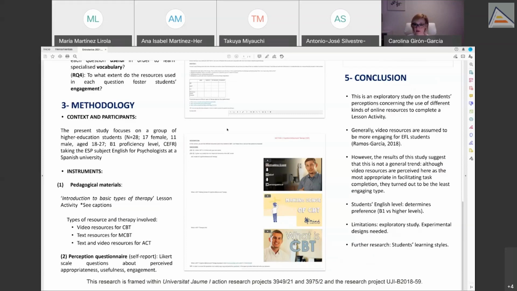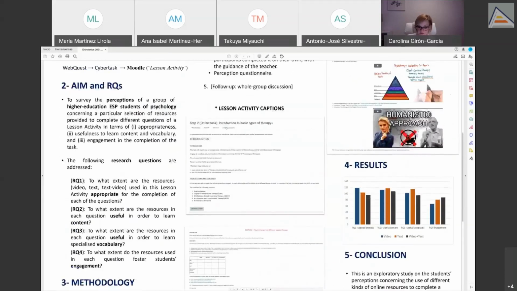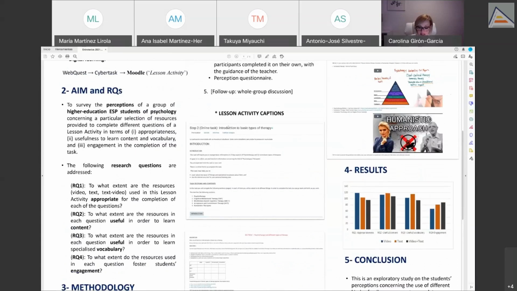Finally, the results. The students' perception of the task and the resources were obtained through a qualitative questionnaire that was run on the experimental group after instruction, involving questions about the appropriateness of each kind of resource to complete the task, also their usefulness to learn content and vocabulary, and the perceived engagement while completing that task, that lesson.